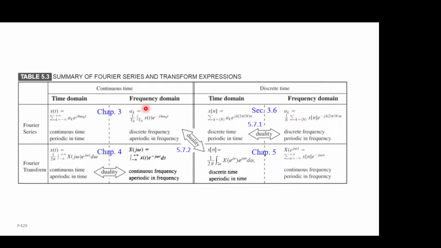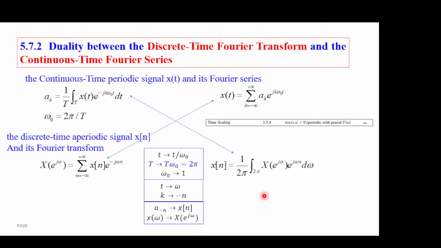Okay, so we'll have this duality between the continuous time Fourier series and the discrete time Fourier transform. Okay, so how does that work? Let's list all the equations here. The continuous time Fourier series says we have a continuous time periodic function, and it can be written as the sum of harmonic complex exponentials with coefficients a_k.